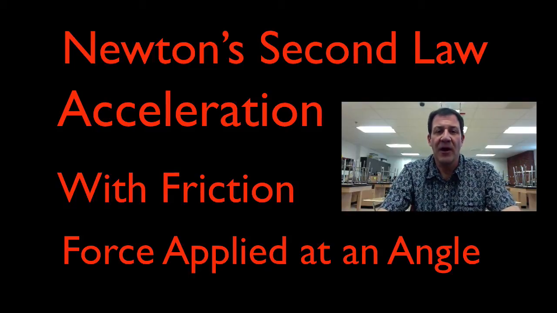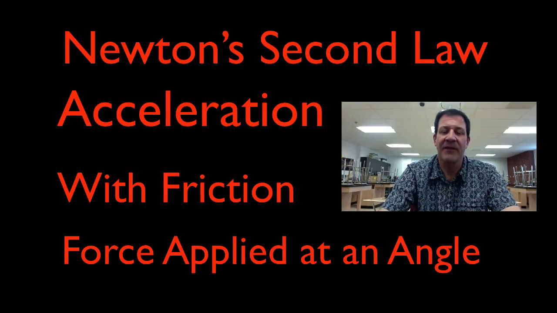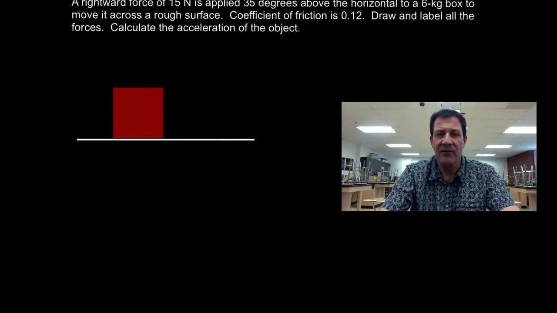Okay, in today's video, I'm going to go over how to use Newton's second law to calculate the acceleration of an object, and there is friction between the object and the surface, and there is a force that is applied to the object, and that force is applied at an angle above the horizon. Okay, so here's a description of the problem.